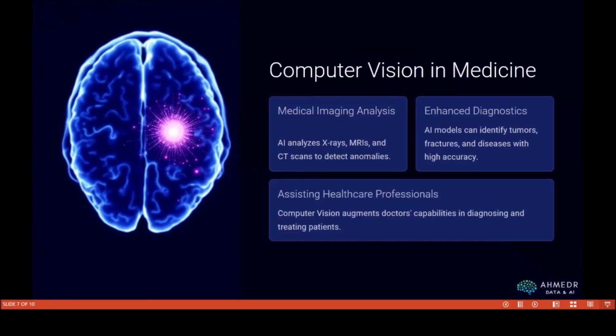So, what are the other real-world applications of computer vision? Now that we have understood the core concepts of computer vision, let's explore some of its real-world applications across different industries. The first example we have is medical imaging and diagnostics. In medicine, computer vision is changing diagnostics, with models used to analyze medical images like X-rays, MRIs, and CT scans to detect anomalies such as tumors, fractures, and diseases, often with even greater accuracy than human doctors.